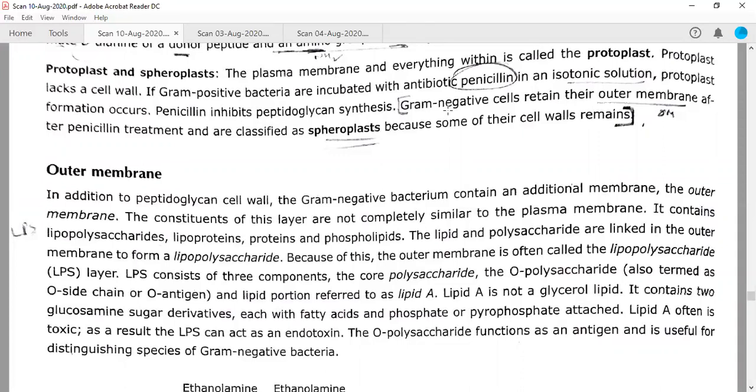Gram-negative bacterial cells, if they are grown in the presence of penicillin, what can happen? These gram-negative cells retain their outer membrane after penicillin treatment and are classified as spheroplast because some of their cell wall will remain.